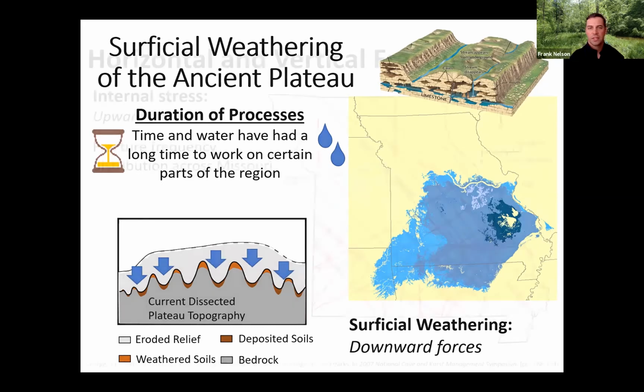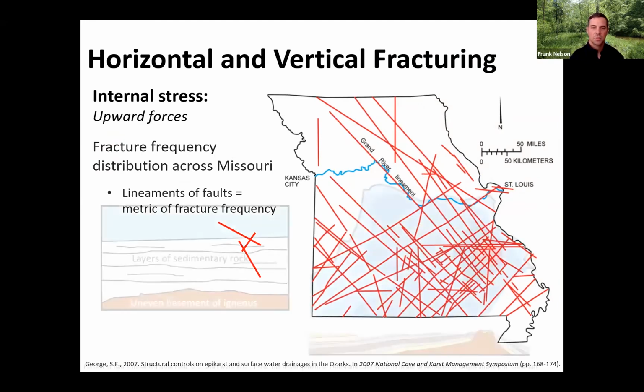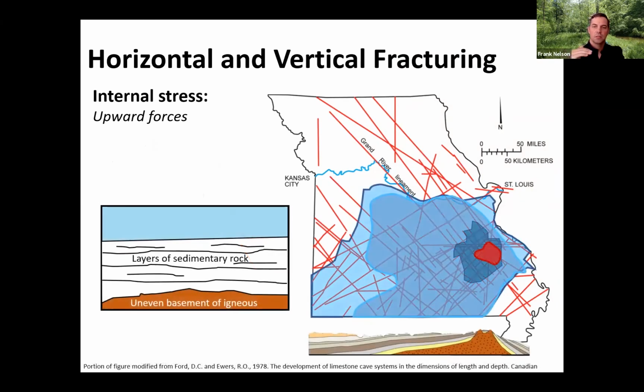The superficial weathering is not the only thing that's been occurring. We also have horizontal and vertical fracturing. These red lines are basically the lineament faults, the fracture frequency that you'll see within the state. And you can see here it's not evenly distributed. So underneath the dolomite and limestone, the sedimentary rock of the Ozarks, we have this uneven basement of igneous.